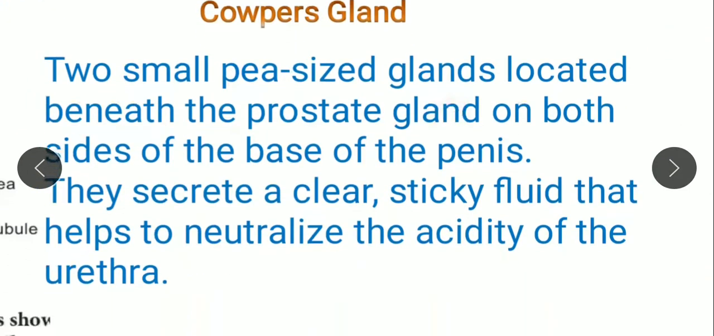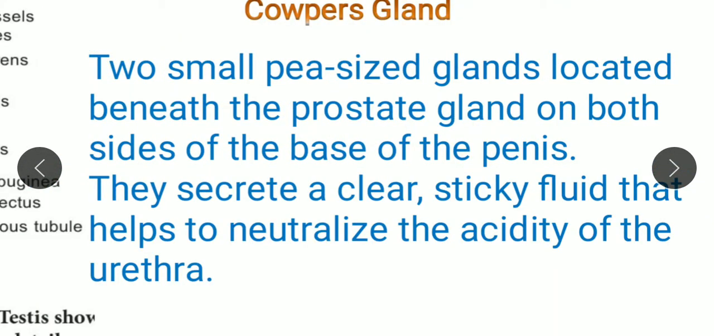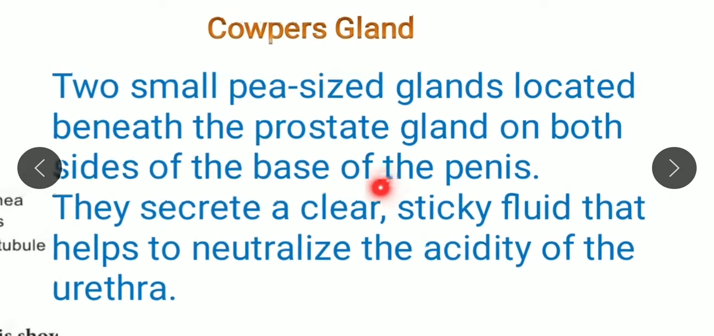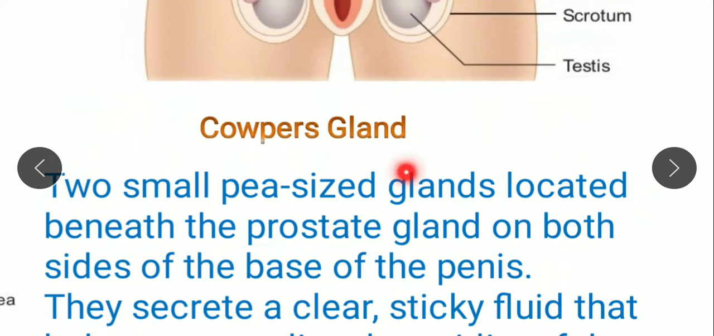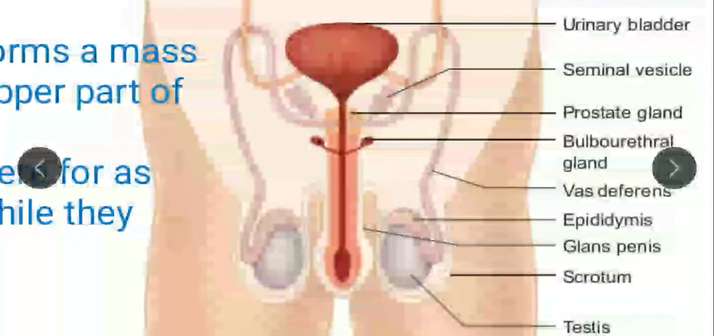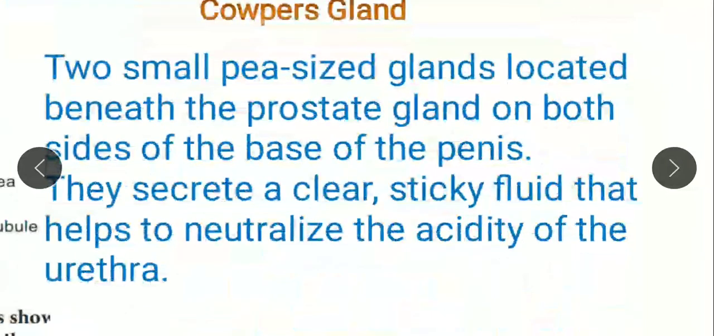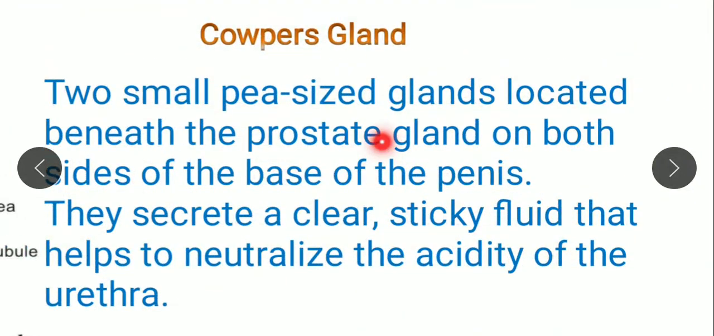The bulbourethral glands are otherwise called Cowper glands. They secrete a clear sticky fluid that helps to neutralize the acidity of the urethra. This sticky fluid helps neutralize the acidity of the urethra.